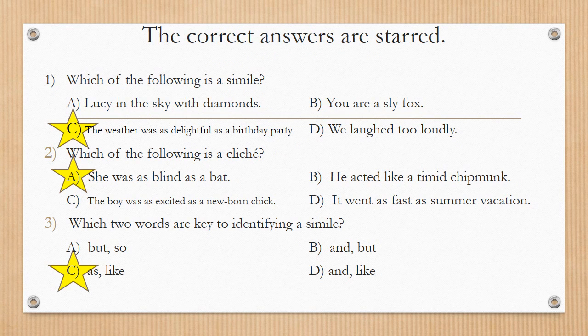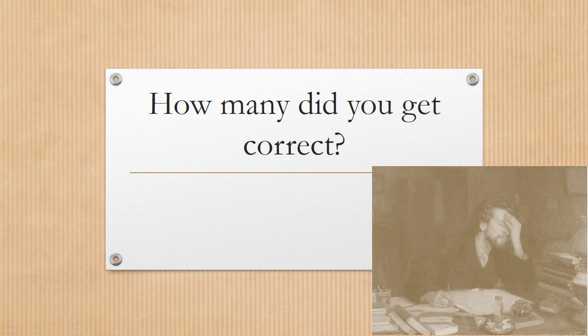Now, the correct answers have been starred on this page. For question number 1, the answer was C, "The weather was as delightful as a birthday party." For question number 2, the answer was A, "She was as blind as a bat." And for question number 3, the answer was as or like. How many of those did you get correct?